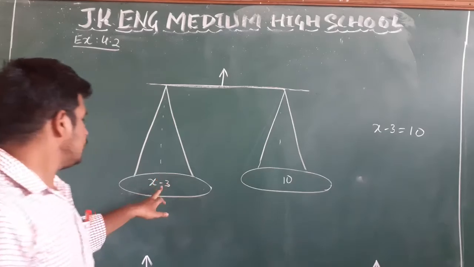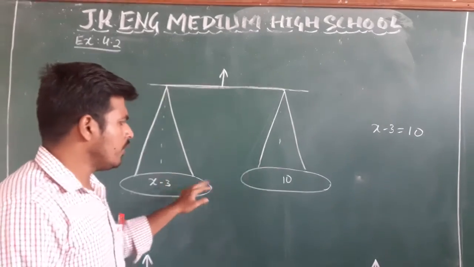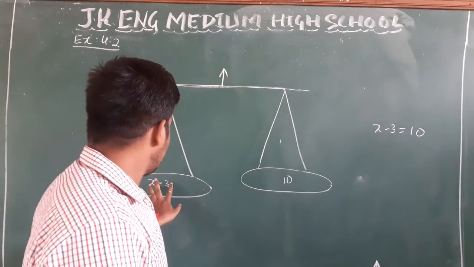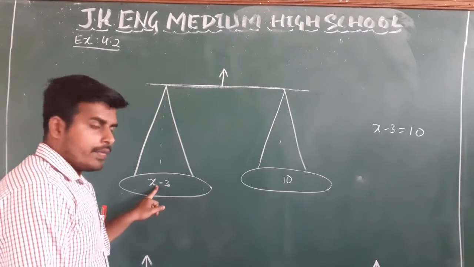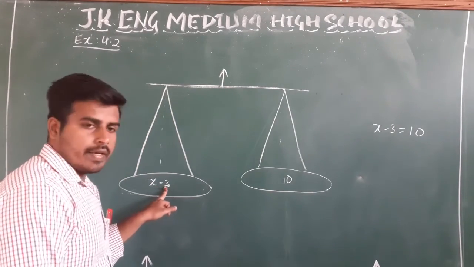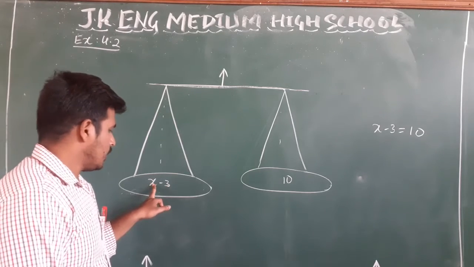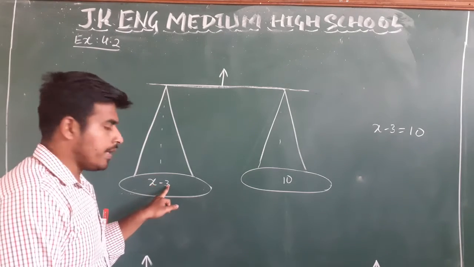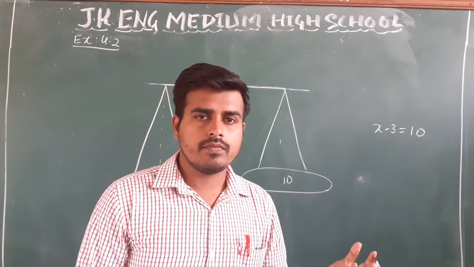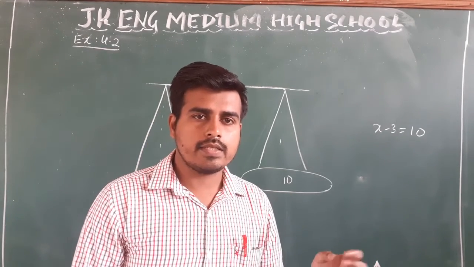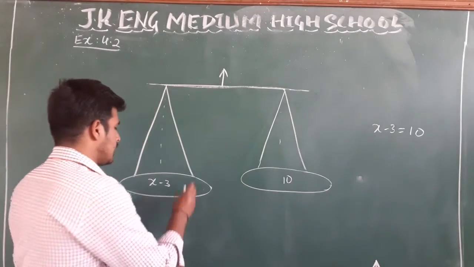Now what I will do, whatever you have to do, do on both sides. If you want to find the x, to separate this x, I need to remove this minus 3. To get the x, I need to remove this minus 3. And what is the exact reverse of minus 3? The exact reverse of minus 3 is plus 3. I need to add plus 3 on both sides.